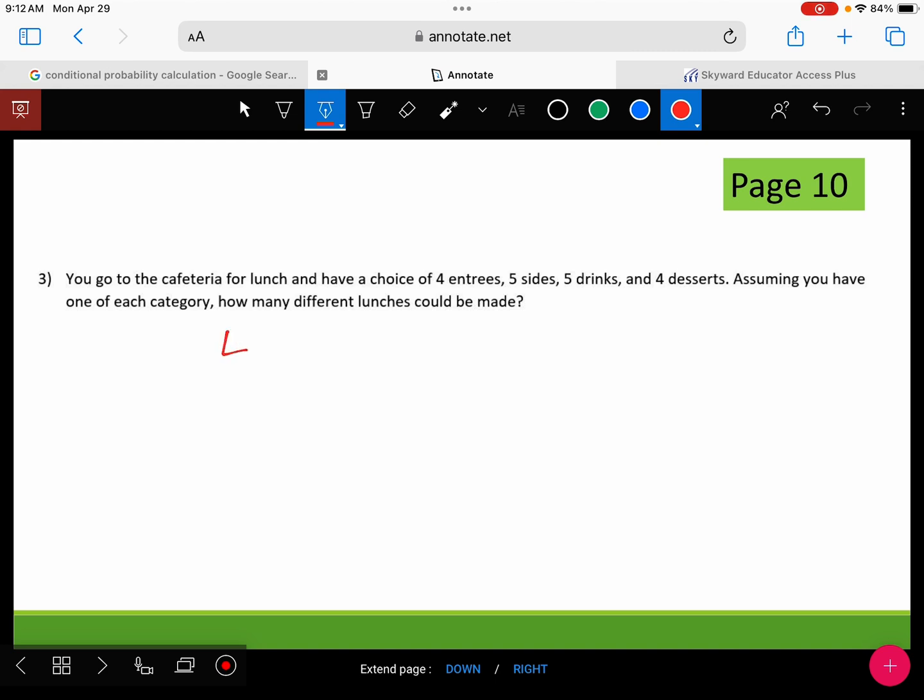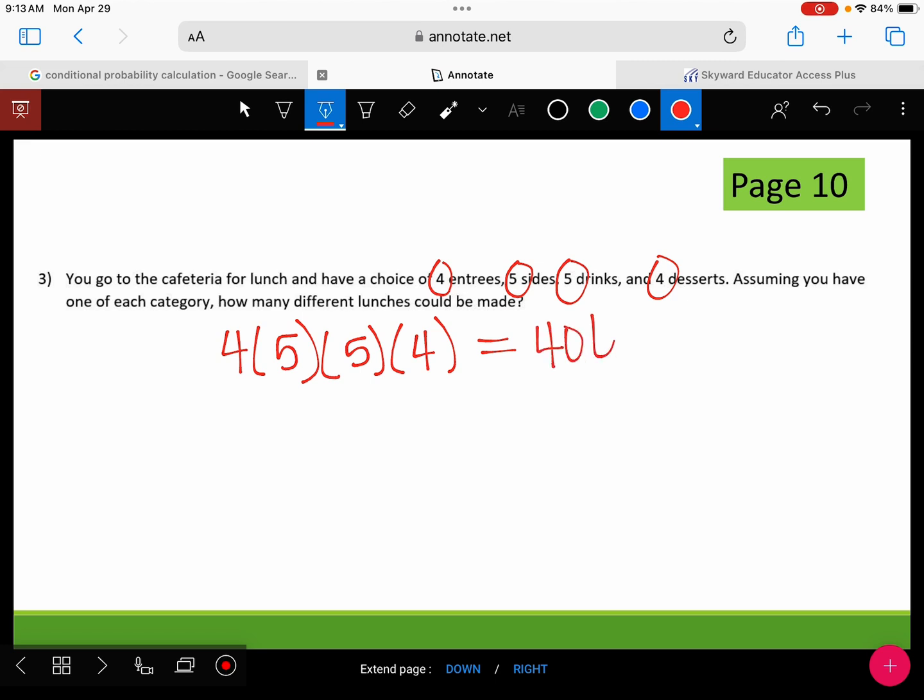So that should be 4 times 5. So you're just multiplying these numbers. Go ahead, pick up your calculator and multiply. So who got 400? 400 different lunches.